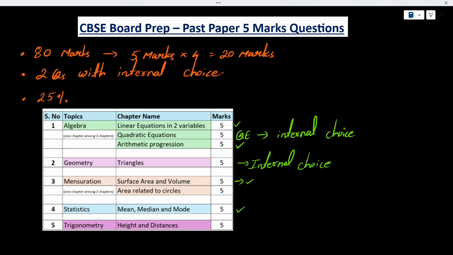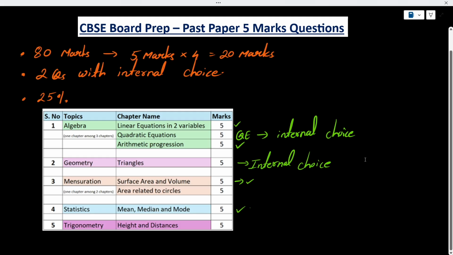So trigonometry, sometimes nowadays the height and distance topic of trigonometry, you will see as a case study question. But if it is not a case study question, then it may come as a 5 marker question. So this is the pattern. These are the different 5 categories. Then among these topics, you will see the different chapters from which the 5 marker question can come, right?